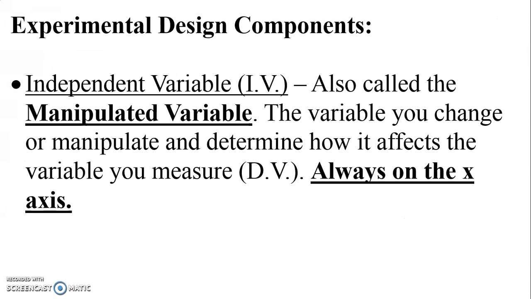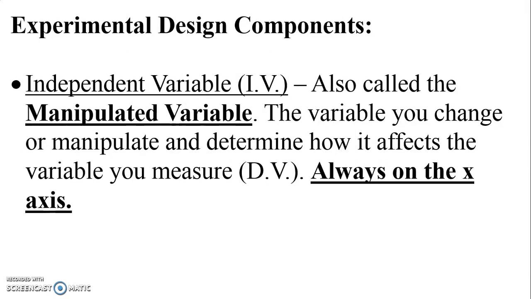Experimental design components. Independent variable, also called the manipulated variable. This variable, you change the manipulated variable to determine how it affects the variable you measure, which is going to be the dependent variable. And when you're making a graph, it's always on the x-axis. Okay, the independent variable is what you're changing. So in that example I've been using about the light, the amount of light, or increasing the light, will be the independent variable. So that's what I'm changing.